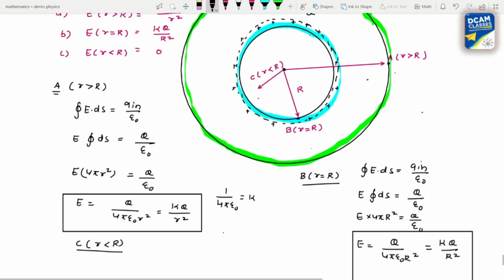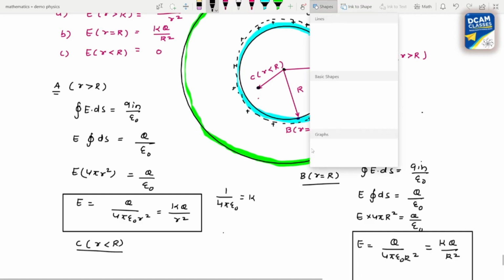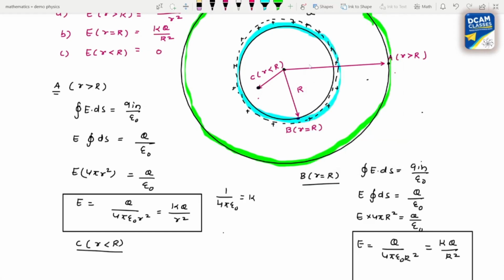Now here, what is the case? See, we have to find out the electric field at C. But the problem is, we can always draw a Gaussian surface here. But the thing we have to look at here is, if we draw the Gaussian surface, everything will be same. The surface integral E dot ds will be E into, E will come outside, it will become ds is equal to Q inside by epsilon naught.